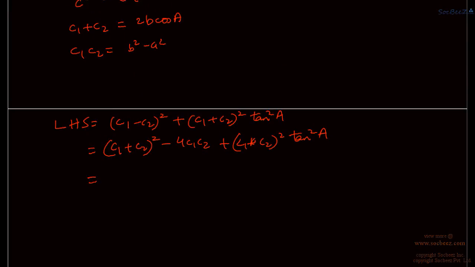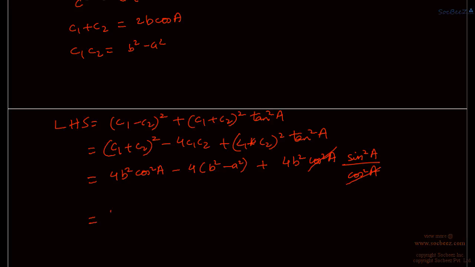So what is c1 plus c2? c1 plus c2 is 2b cos A, squaring gives 4b squared cos squared A. c1 c2 is b squared minus a squared, minus 4 times that, plus c1 plus c2 squared again gives us 4b squared cos squared A. Now I write tan squared A as sin squared A by cos squared A. That cancels it.